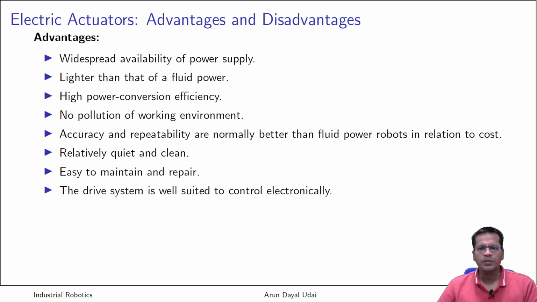The drive system is well suited electronically. In the case of an industrial robot, it is electrically actuated. Its control system is electrically actuated. You saw last day that it was a standard PC inside a hardware controller. So whatever it communicates is through electrical signals, right? So you don't need to transform this electrical signal to some other form.